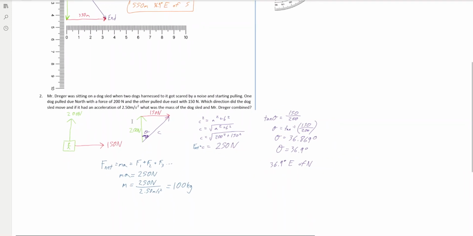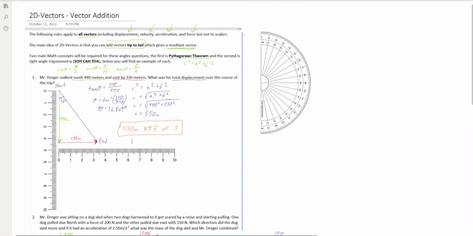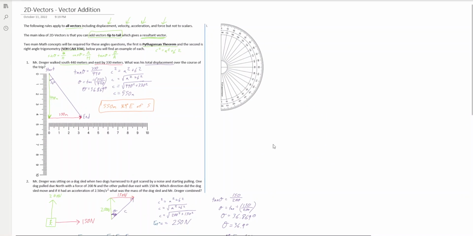Alright, hopefully this video helps you understand the basics of vector addition, and especially in the next video we're going to be talking about components of vectors. We're going to take one vector that is already the vector, and we're going to take the two parts of it, the vertical and the horizontal parts of our vectors. So take a look at the next video if this one helped you out. Good luck!